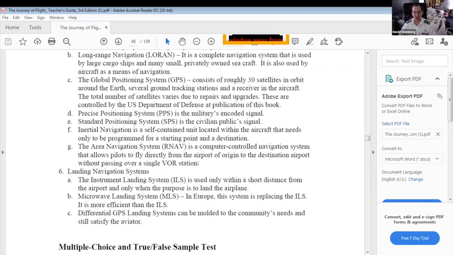It is used in Europe more prominently than it is used here. But for us over here in America, the space shuttle used it for decades and it worked every time. So it was an interesting system. Unfortunately, it is going away, but in its time, it was quite well used and very successful.